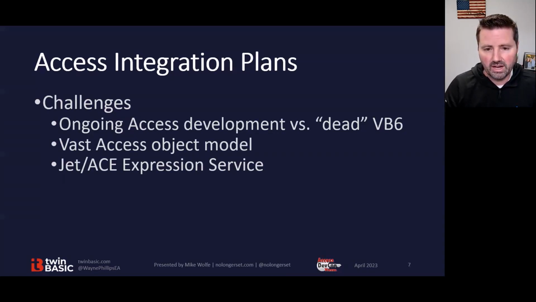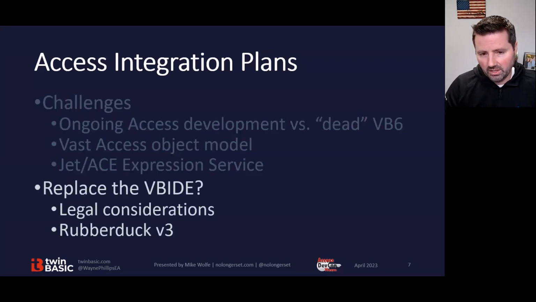Also, the Access object model. VBA has a standard library that's relatively small. The Access object model is huge. It's vast, and it includes all kinds of stuff like user level security. Even though it's not supported in newer versions of Access, it's still part of the object model and still would need to be implemented to provide backward compatibility. And then there's the Jet/ACE expression service. This is how you can call code from within every control or every event handler on a form. It runs through the expression service, which is kind of its own separate beast.